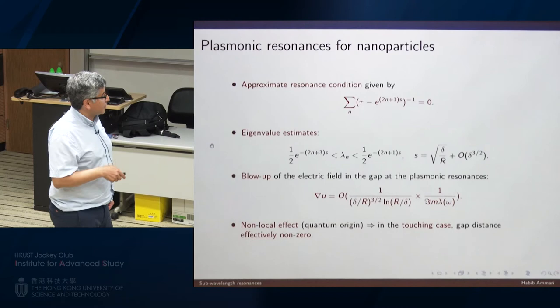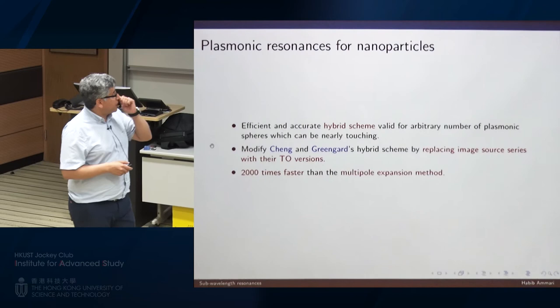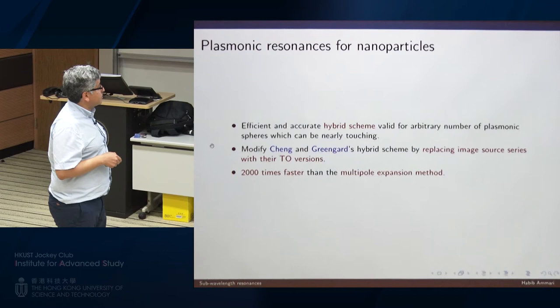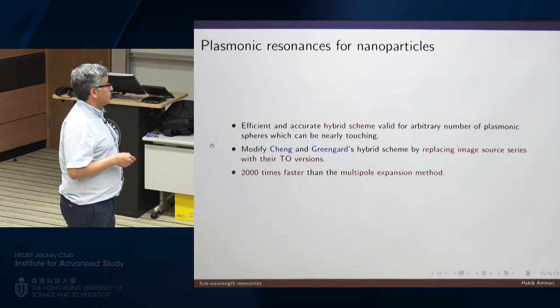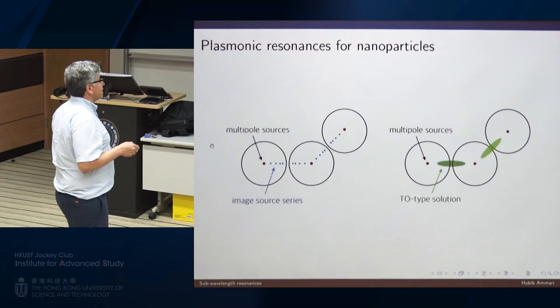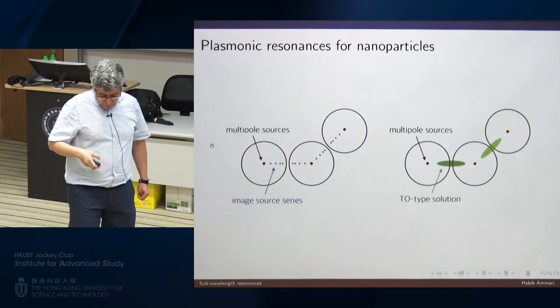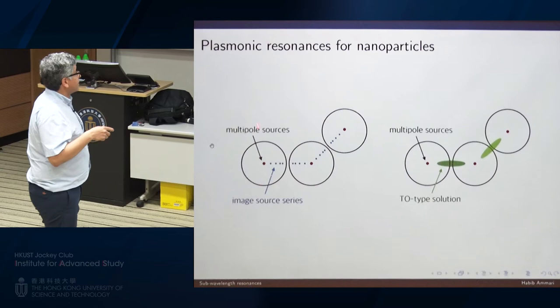Okay. So what we developed is something we call the hybrid scheme, a modification of the Chang and Greengard hybrid scheme, by replacing the image source series with their TU versions, and this is extremely fast compared to the multipole expansion method. So let me explain this. This is Chang and Greengard's method for computing scattering by dielectric spheres. They combined multipole sources with the image source series.